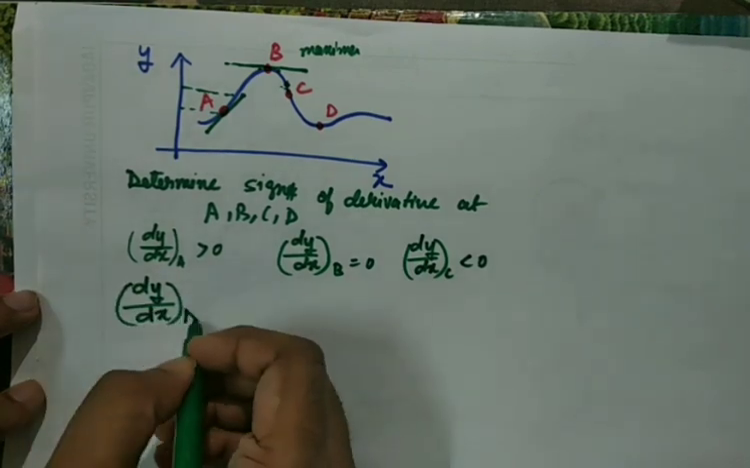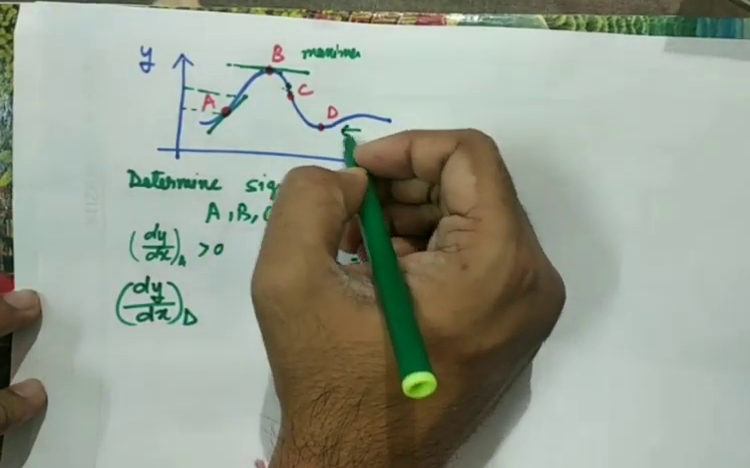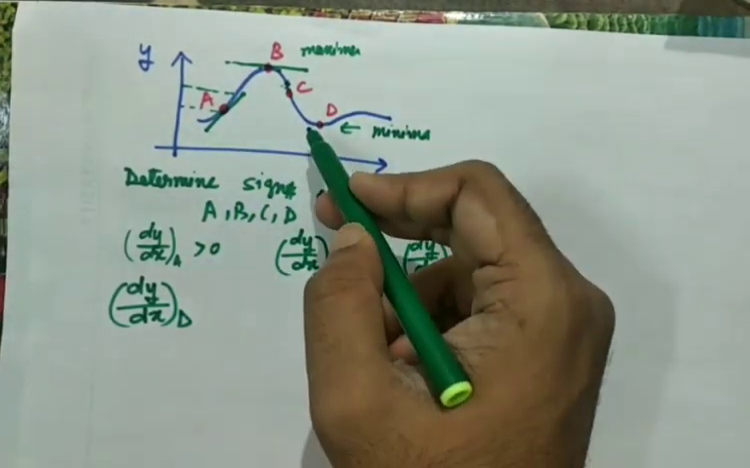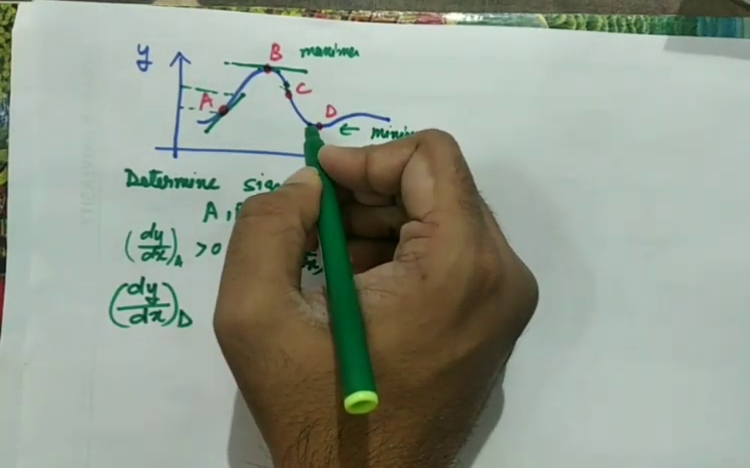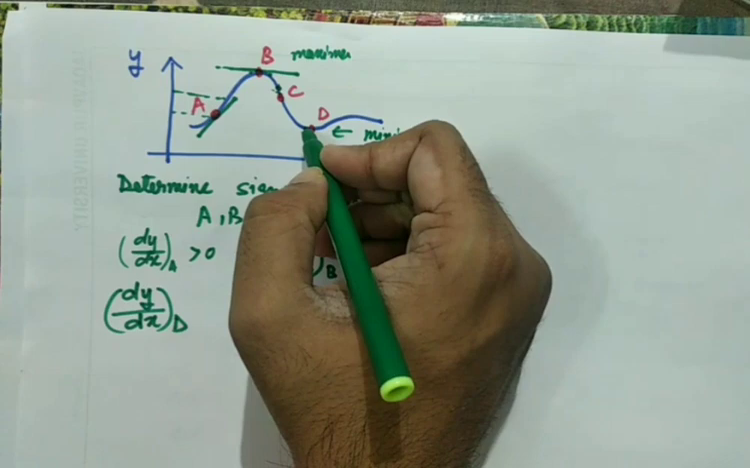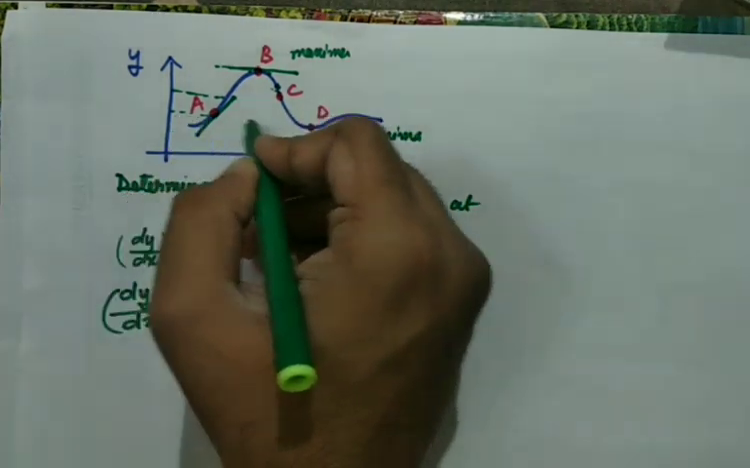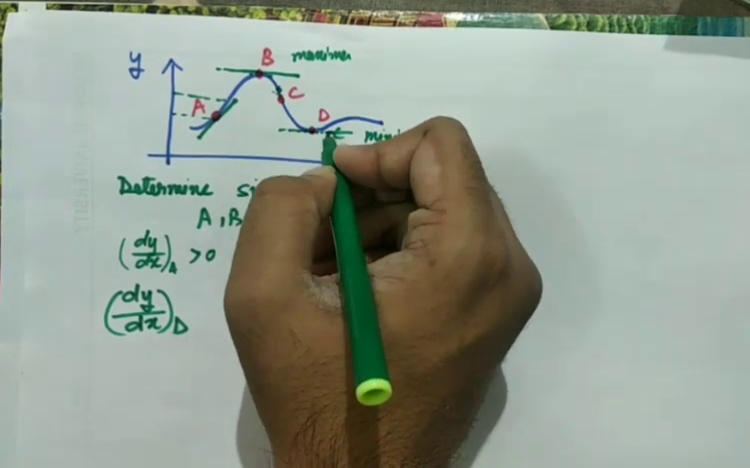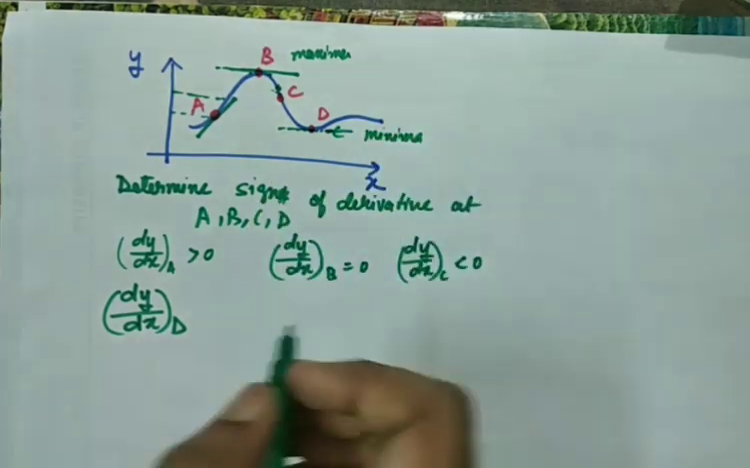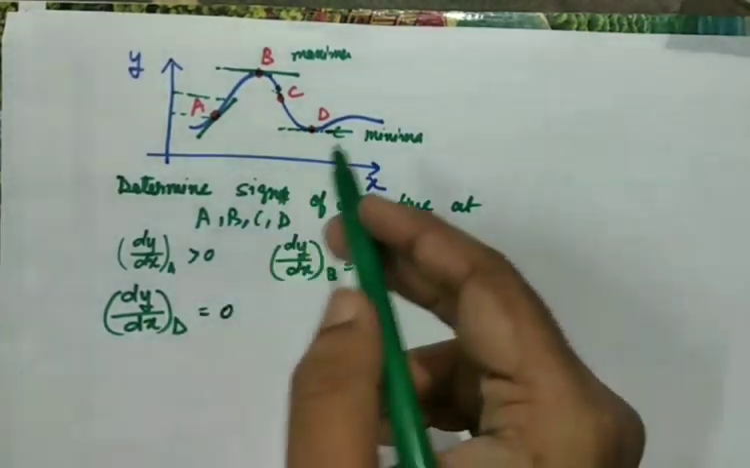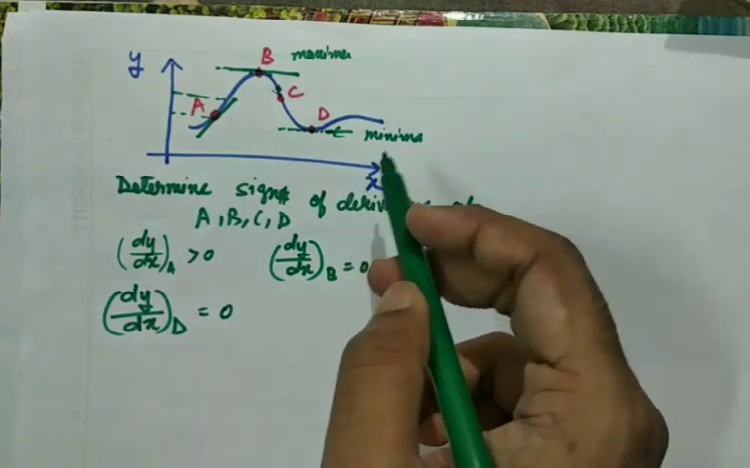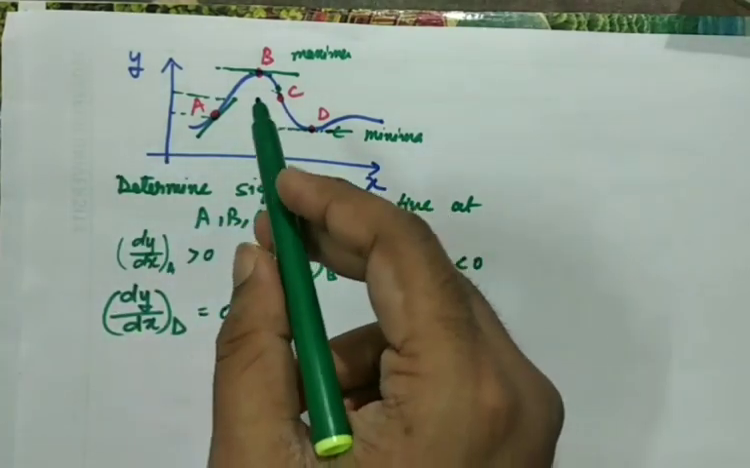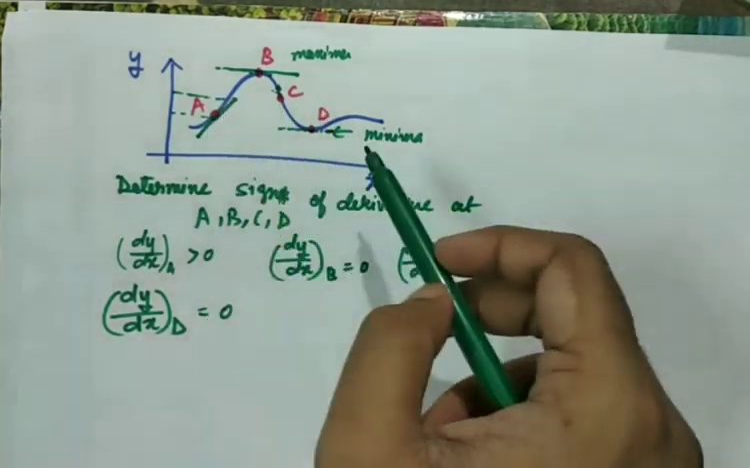Now let's consider point D. At D we have a minima. That means it is going down to a minimum point, and again it is increasing. Just before point D, y has some value, and just after point D, if we check carefully, the value remains the same. And if we draw a tangent at point D, the tangent is parallel to the x-axis. So here also our derivative is 0, because tan theta is 0 here, and dy dx is equal to tan theta. So we have determined the sign of the derivative at A, B, C and D.